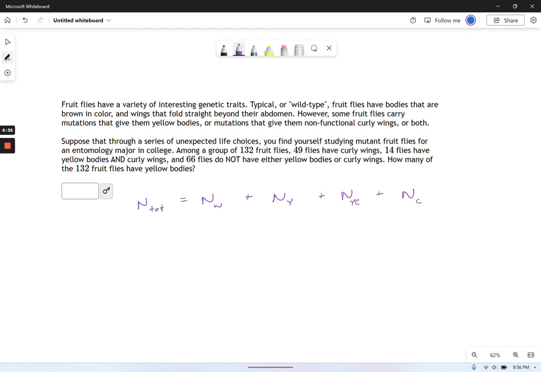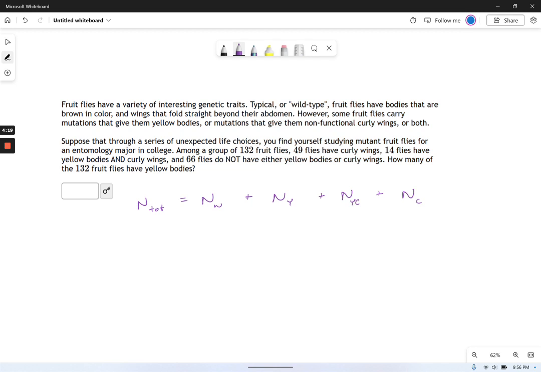So we've got a population of fruit flies: some with no mutations at all. Some of them are mutated to have yellow bodies instead of brown. Some of them are mutated to have curly wings instead of straight wings. Some of them carry both mutations, curly wings and yellow bodies. And we're given some information about the number of fruit flies in each of these categories.